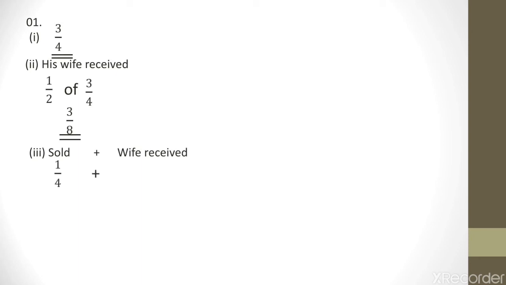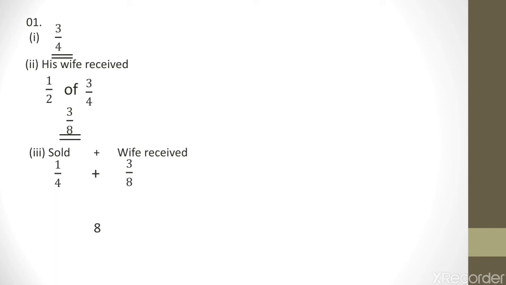Here, he has sold 1/4 of the land and his wife received 3/8. Thereafter, we have to add these two to find out the remaining portion of the land, to divide it among 3 children. So here, as I taught you before, now you know how to find the common denominator.